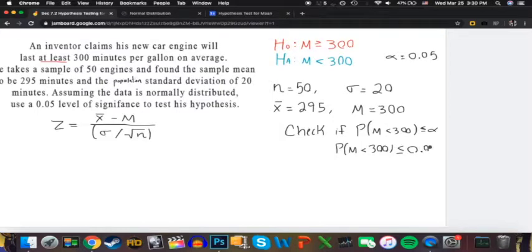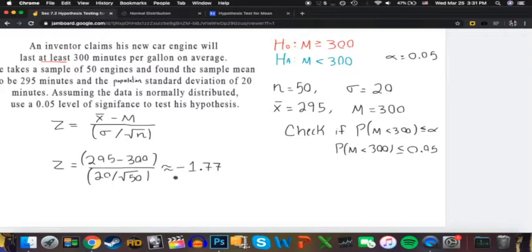All right. So if we focus on the z-score, right, we can plug in those values accordingly. So we get 295 minus 300, all divided by 20, which is divided by the square root of 50. And if you plug that into your calculator all in one go, you just want to ensure that the numerator and denominator are both in parentheses, and that approximates to be around negative 1.77.